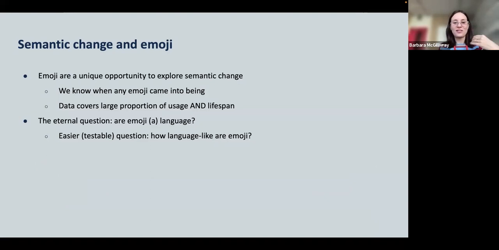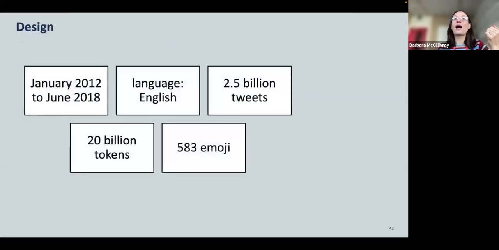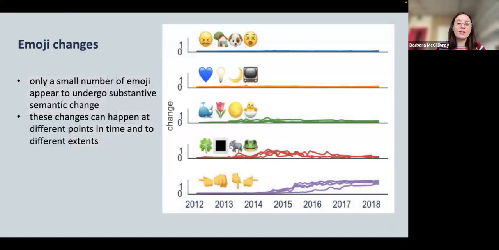by answering a sub-question, which is how language-like are emoji, or how are they subject to semantic change like words? So we had a very similar data set to still tweets covering about 6 years, and we focused on 583 emoji. So we looked at the same method, training embeddings, but this time on emoji rather than on words, and then looking at to what extent they changed.